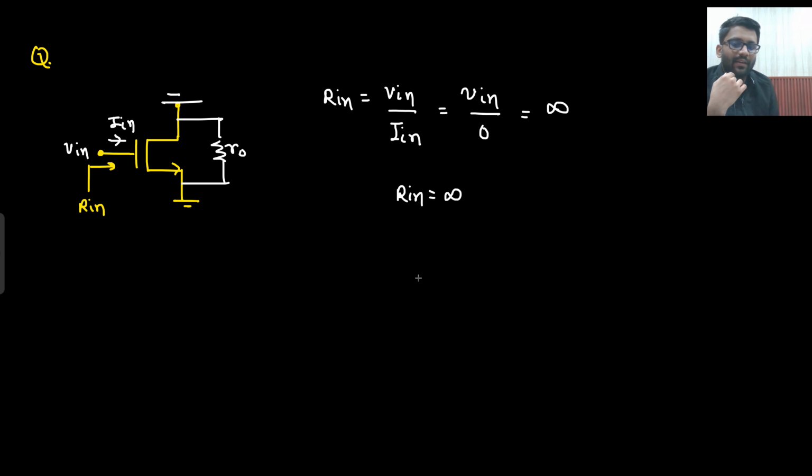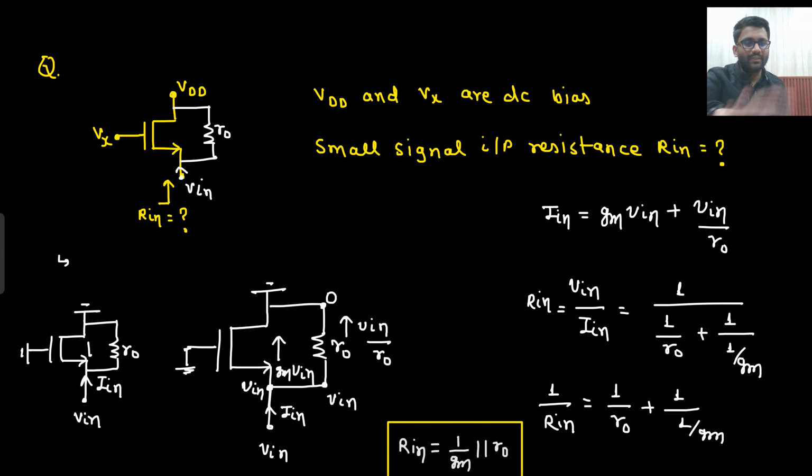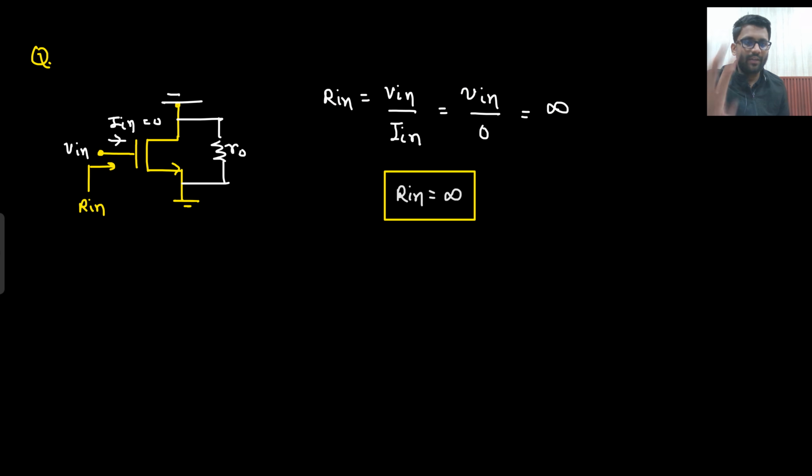So looking from the gate, how much resistance do you see? That is infinity. And that is obvious as well, because the current is 0. If the current is 0, that means the resistance will be infinity. Certainly, we will come to the conclusion. Don't feel like, sir, I need to remember all these things. No. We will come to the conclusion and it will become very easy for you.